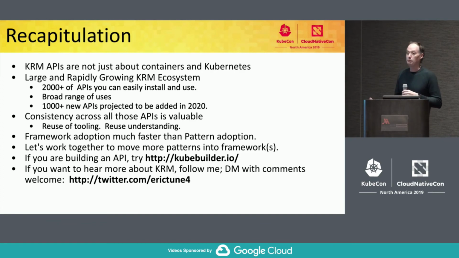Framework adoption is happening much faster than pattern adoption, and more mature API models do document their patterns, and I think we need to invest more in that as a community. So let's try to move forward on that. If you're building an API, I'd recommend you try kubebuilder.io. I think it's where there's the most activity around bringing new features into the framework.